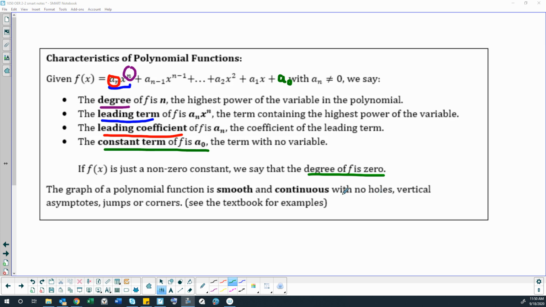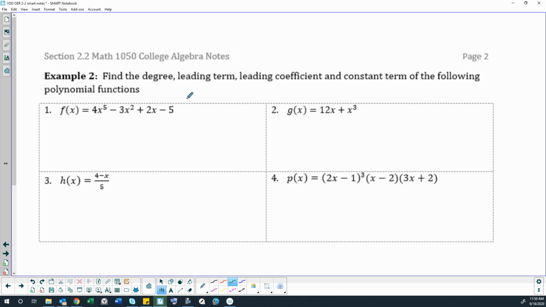The graph of a polynomial function is smooth and continuous with no holes, vertical asymptotes, jumps, or corners. So there is nothing that we can plug into a polynomial function that will make it be undefined. There's no fractions that would cause us to divide by 0. There's no roots that would cause us to take the square root of a negative number. There's no logarithms that would be restricted, or exponentials where the variable is an exponent that would change the exponent for the value of x. So those are important little details to abide by when we know it's a polynomial function.